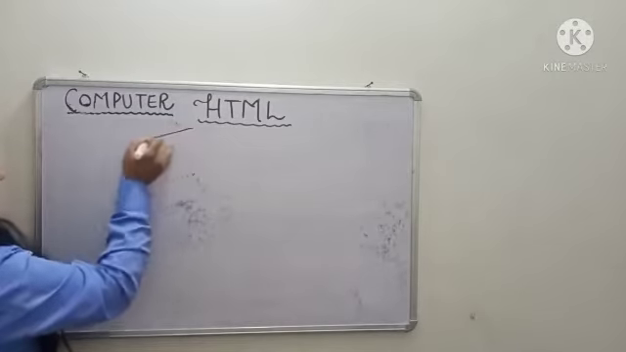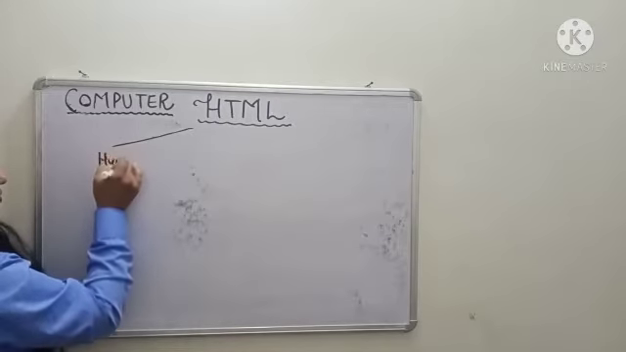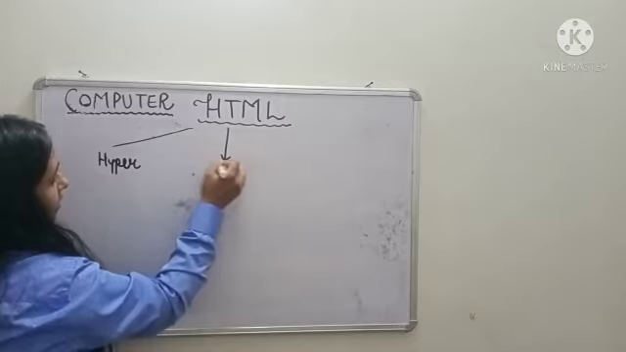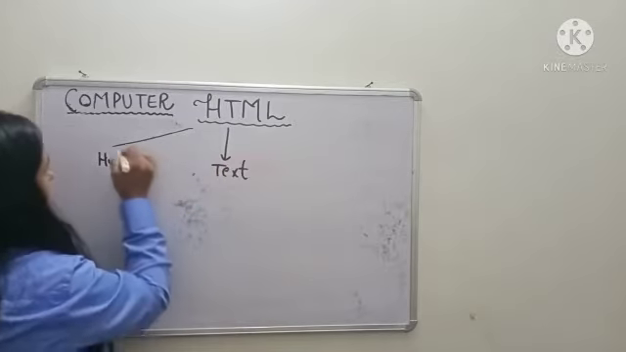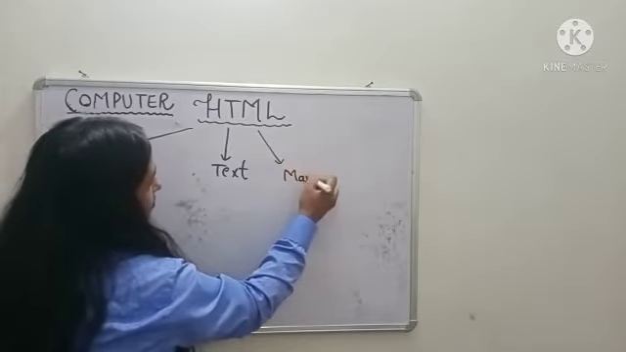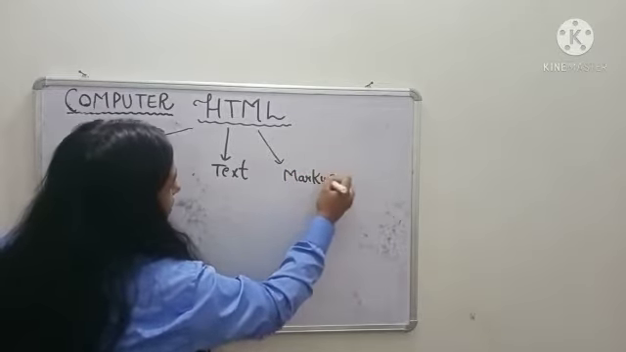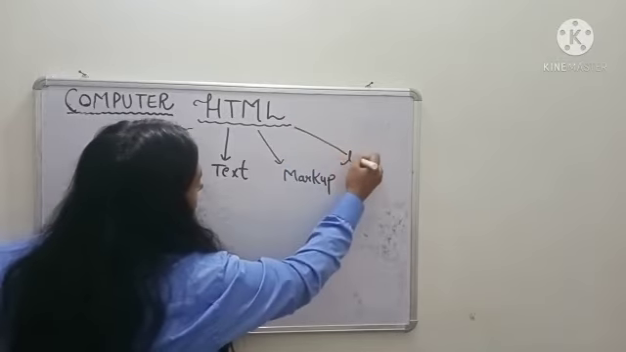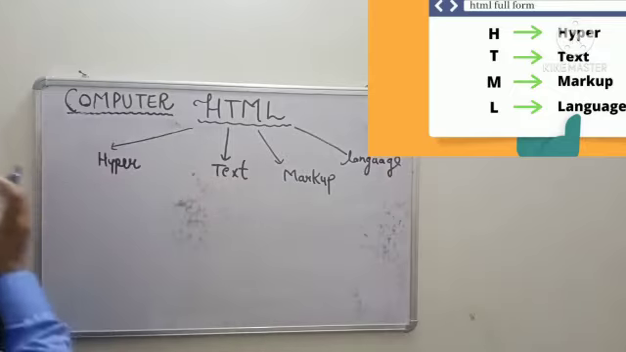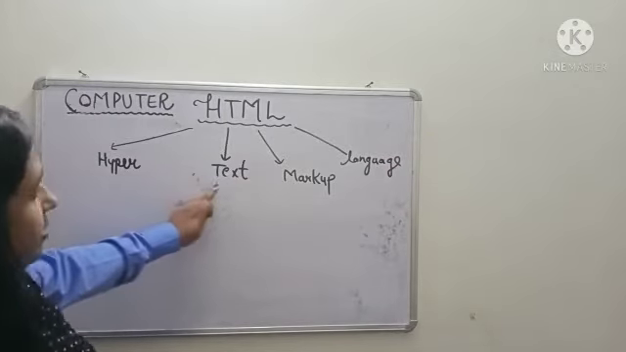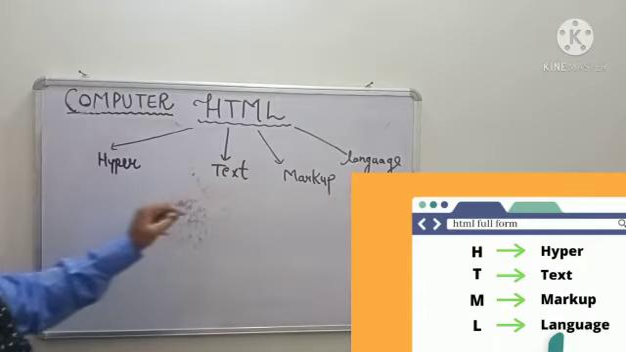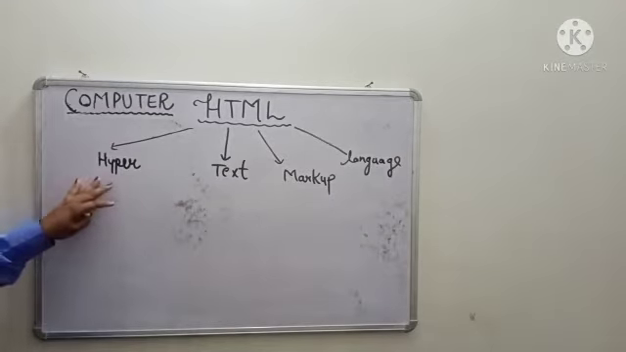So HTML means H for hyper, T for text, right? And M for markup, and L for language. So this is the full form of HTML, hypertext markup language, right? So why do we call this hyper?